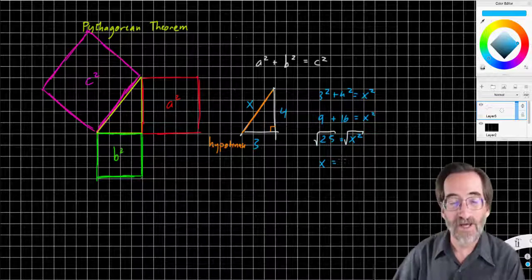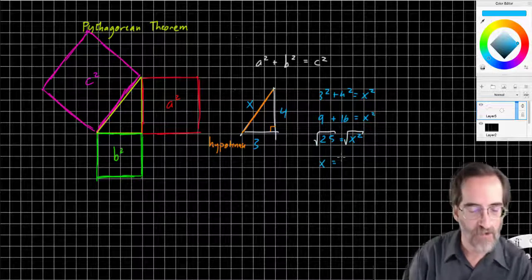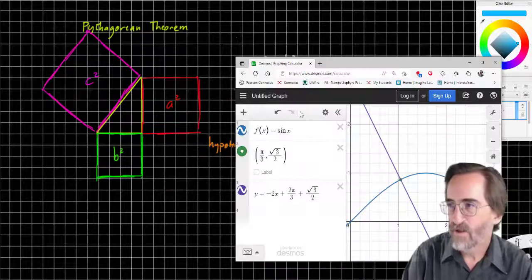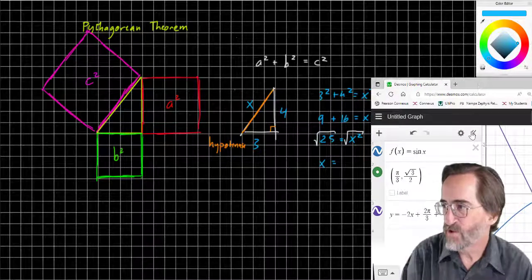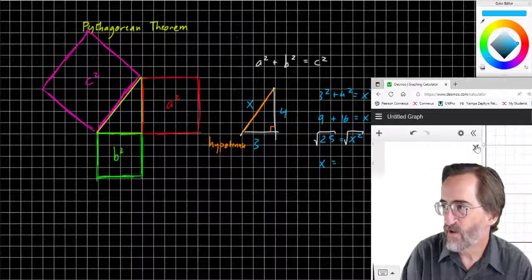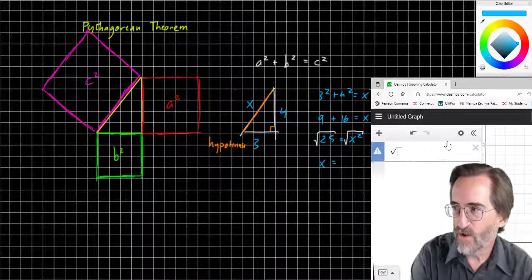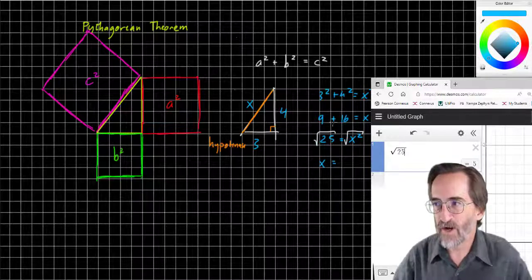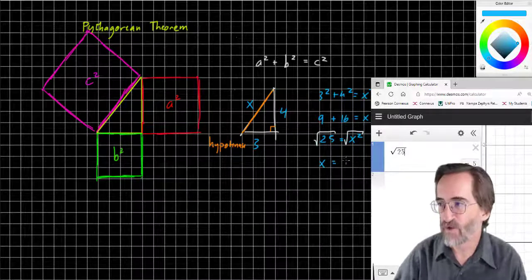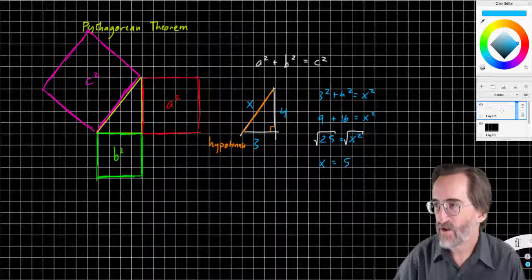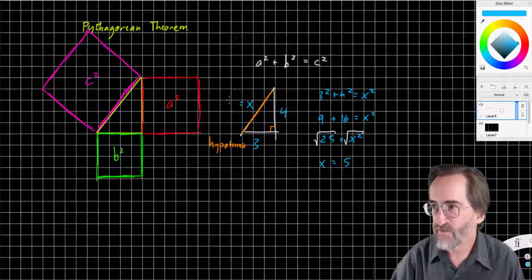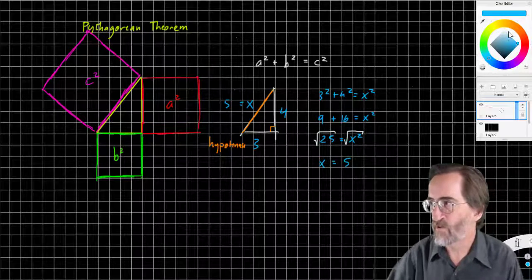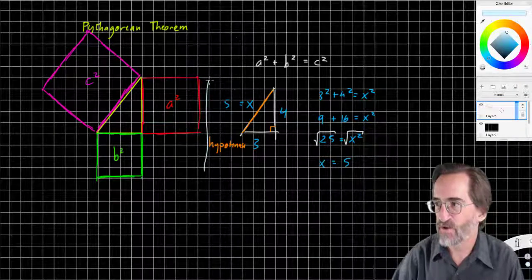In Desmos, that's SQRT. Let me bring up Desmos here. So if I want to find the square root of 25, I type SQRT 25, and I get 5. Or you can just think about it. What number times itself is 25? And the answer is 5. Okay, so the missing side is 5. Okay, so that's one kind of problem where the hypotenuse is unknown.